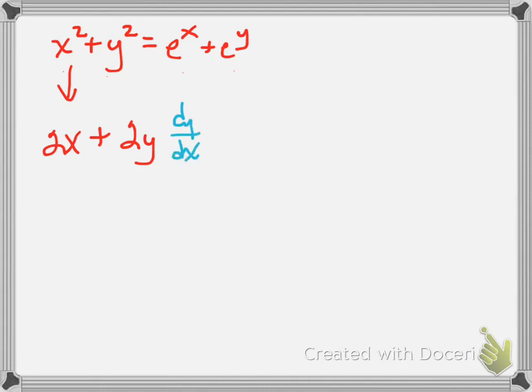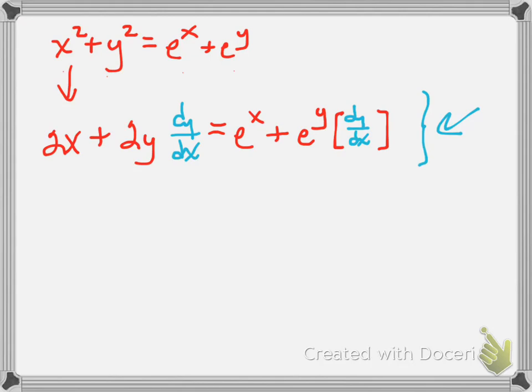Equals the derivative of e to the x, so that's just itself. The derivative of e to the y, well, that's just itself, but it's a y term, so we have to add in a dy/dx. So let's do that. Once you're here, the calculus is over. And now we have to solve for dy/dx, right?